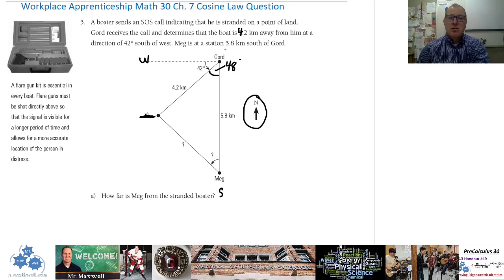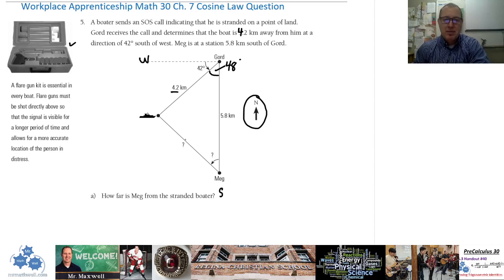Meg is at a station 5.8 kilometers south of Gord. So here's Meg down here, south of Gord. All right, so this is what we've got so far. We've got the 4.2 from Gord to the boat, and the boat probably sent this flare out here. You see on the left side, a flare gun kit, shoot it up in the air, like in the movies. It's almost like a firework, but it's this red flare that tells people, hey, there's an emergency out in the water or somewhere.